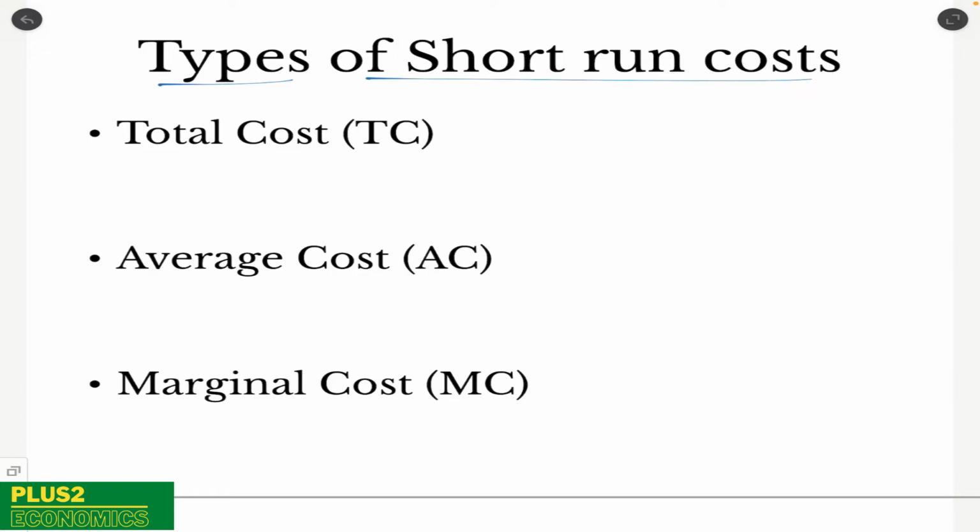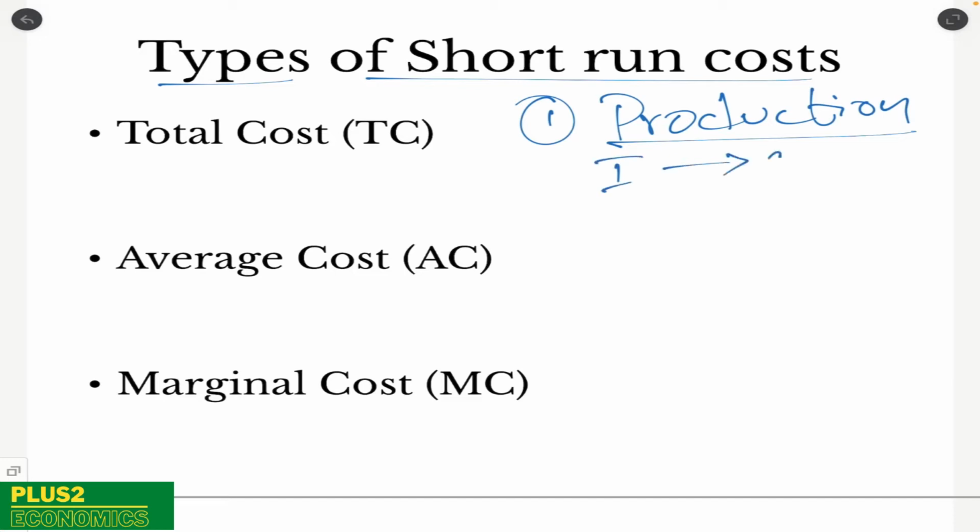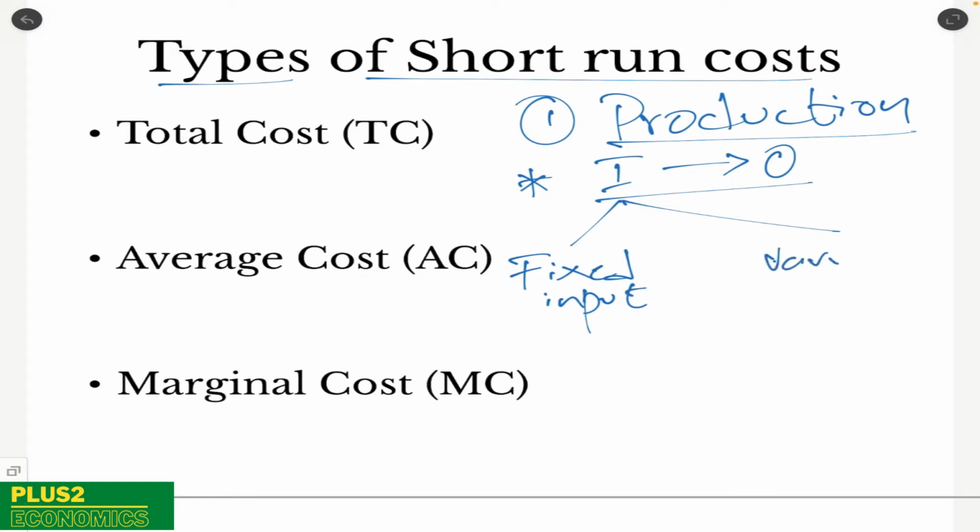Now, even before we get into the types of short-run costs, it is important for us to know certain other things. The first thing that we have to understand is the topic of production. You all must be aware that production is a process of transforming inputs to output. So this is very, very important. Inputs can be broadly classified into two categories. First category is the fixed input, and the second category would be the variable inputs. Fixed inputs and the variable inputs.